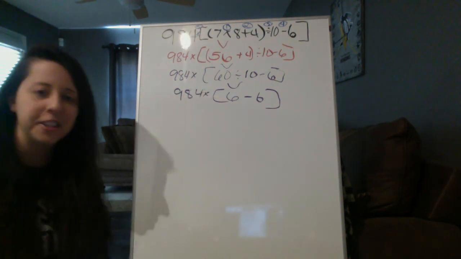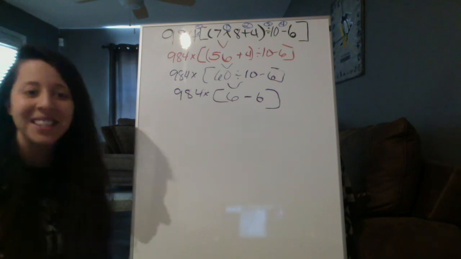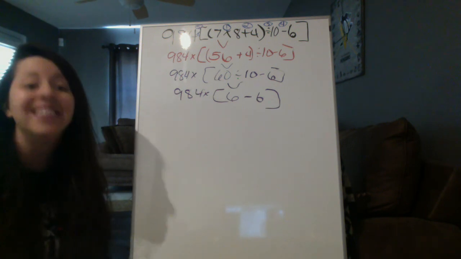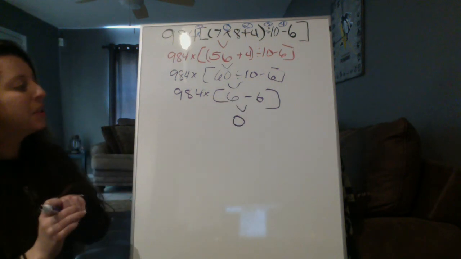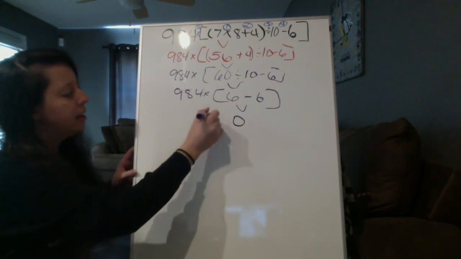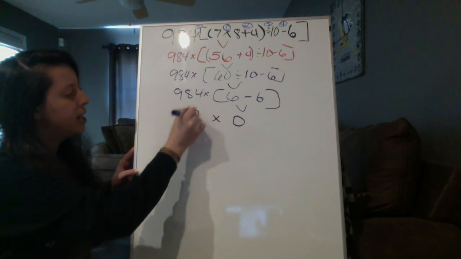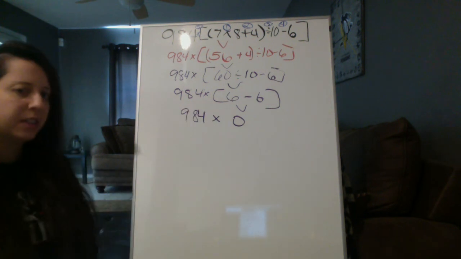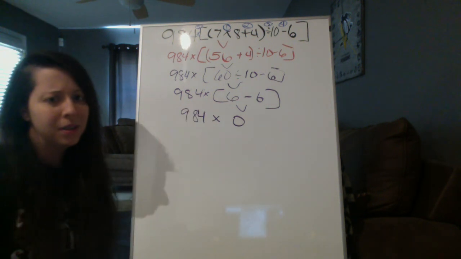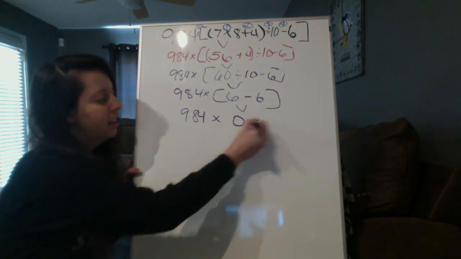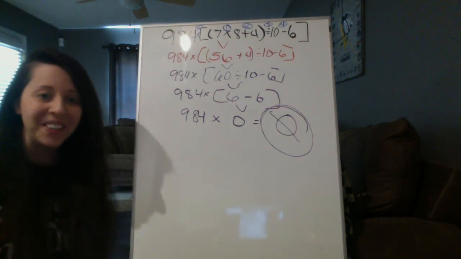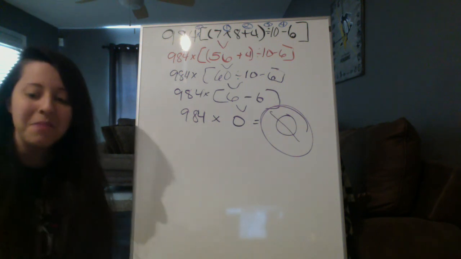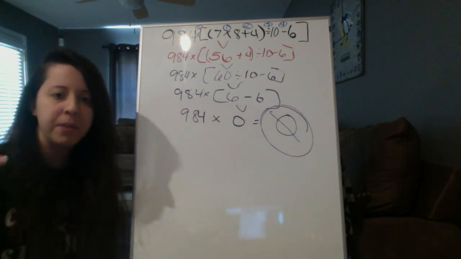Well, that looks interesting. What's 6 minus 6, you guys? 0. Okay, so 6 minus 6 is 0, and then I'm multiplying 984 times 0. Anything times 0 is just 0. So your final answer should have been 0. Awesome job, you guys. Hopefully this helped to kind of refresh y'all's memories.